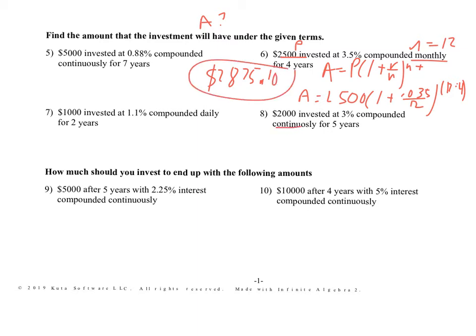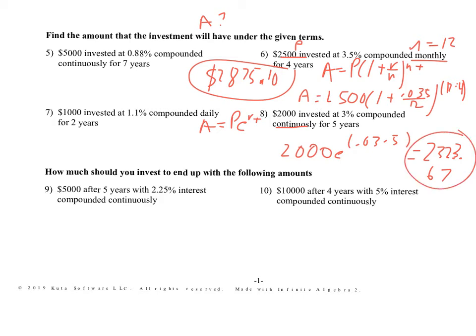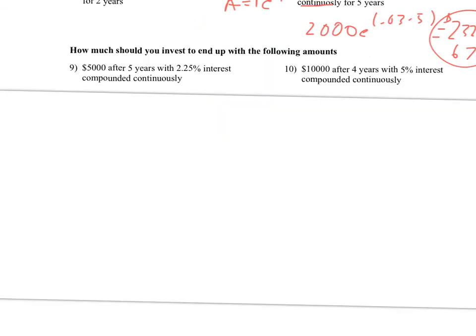Next up, this one I see is compounded continuously, so that means we use P times e to the rt. And so that's going to be 2,000 times e to the power of 0.03 times 5. And so I'll just type that in the calculator. I do want to use the e button here instead of 2.7 for a more accurate calculation. And so that comes out to 2323.67, and that's dollars.